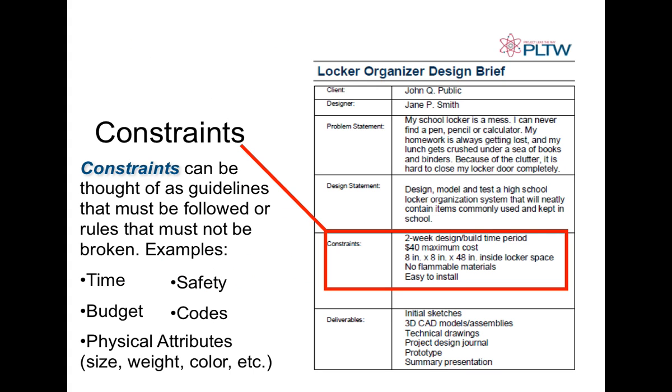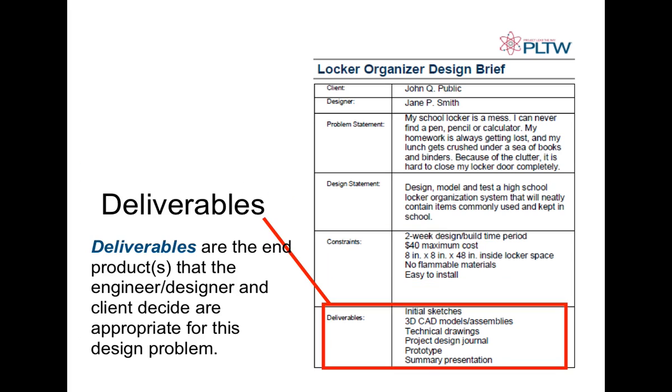Our constraints are going to be any of our guidelines that we must follow. In the example of the school locker organization, we are looking at time to build, the safety codes that we must meet for things like the fire department, our budget, and then the physical attributes. What size will it need to be in order to fit in the locker, the weight, the color, other things we might consider such as ease of use for assembly.